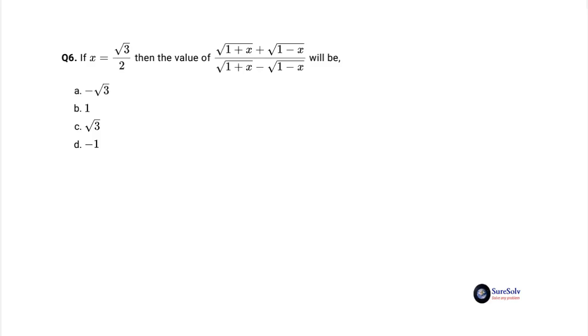Question 6 is, if x equal to root 3 by 2, then the value of root over 1 plus x plus root over 1 minus x divided by root over 1 plus x minus root over 1 minus x will be option A minus root 3, option B 1, option C root 3 and option D minus 1.